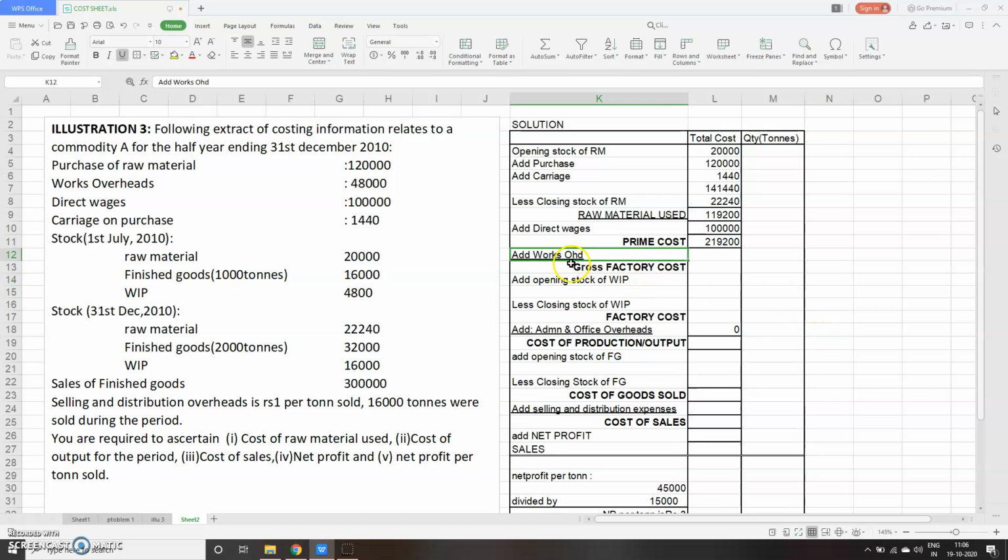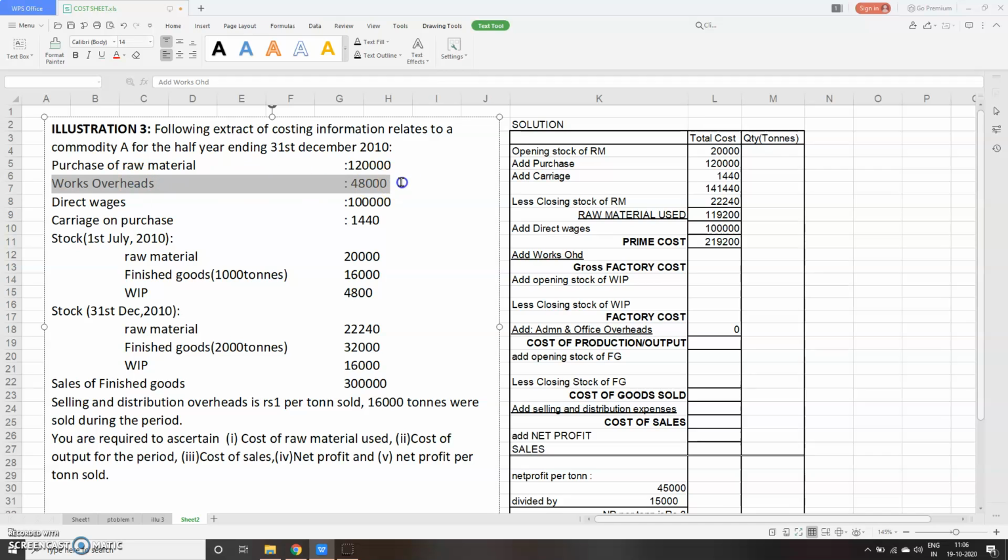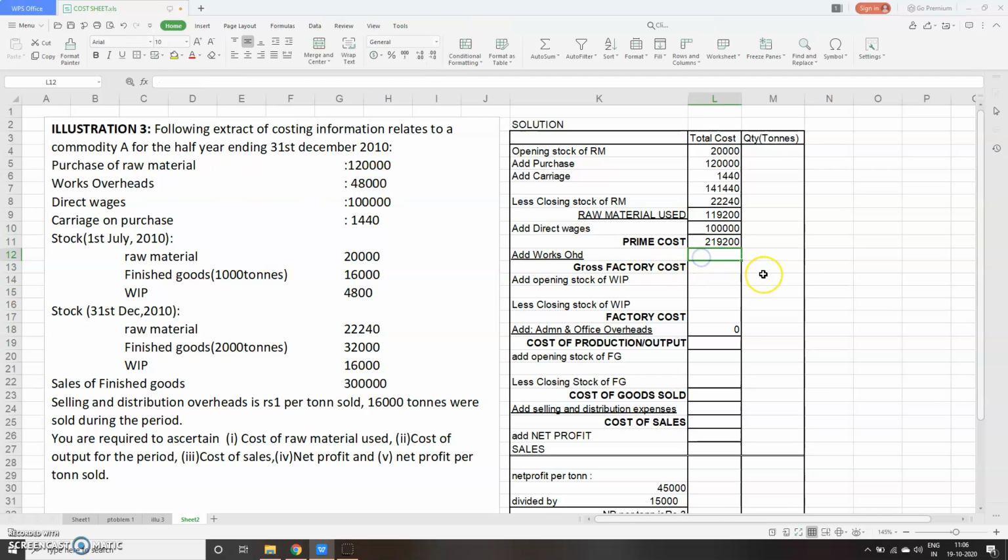Now with this we will add the works overheads, 48,000. If we add, we will find out your gross factory cost. The gross factory cost will be, let me do it. So your gross factory cost is 2,67,200.